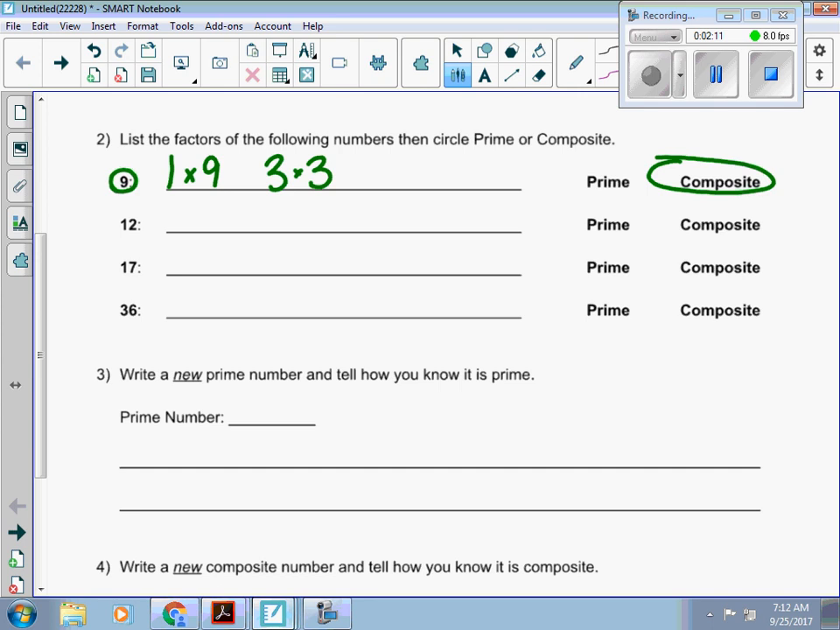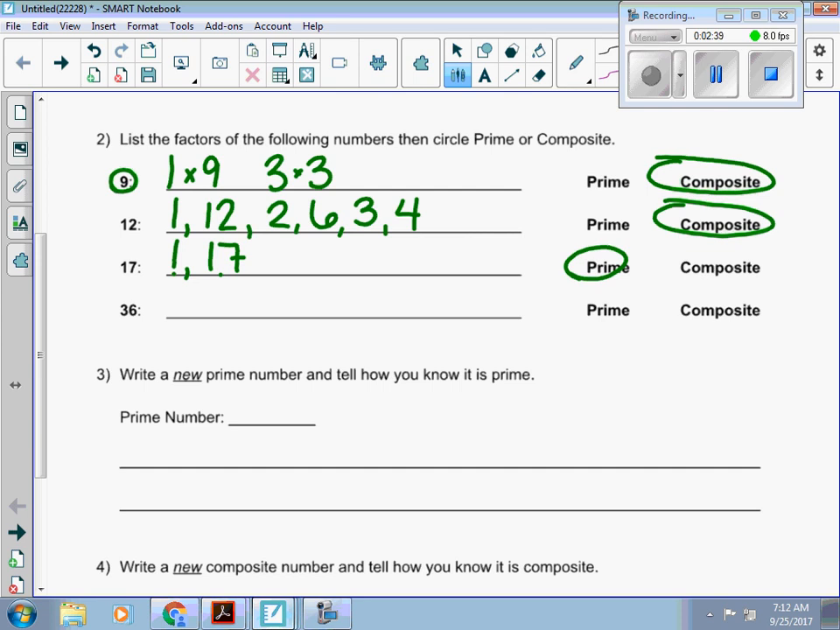Okay, for 12, I can do 1 times 12. I can do 2 times 6, and we could do 3 times 4. Because there's more than 2, it is composite. 17, the only way to get there is 1 times 17, and because there's only 2 factors, it is prime.